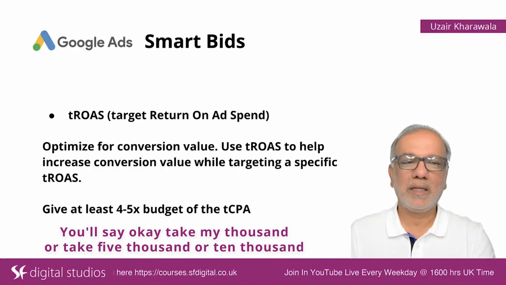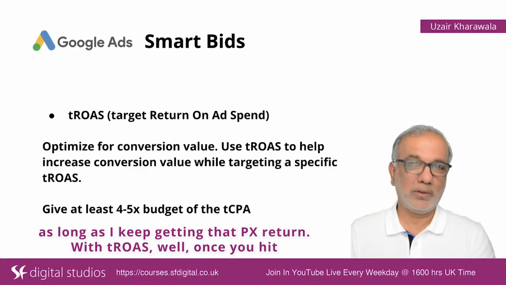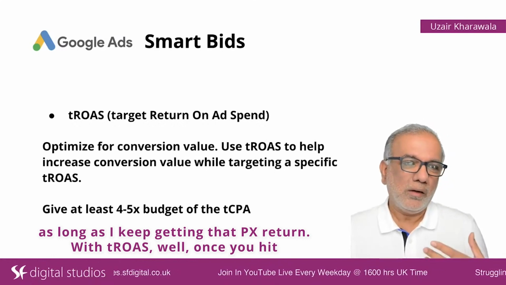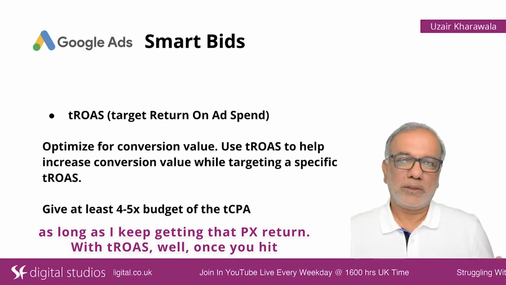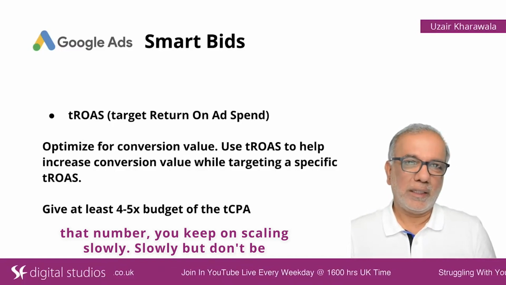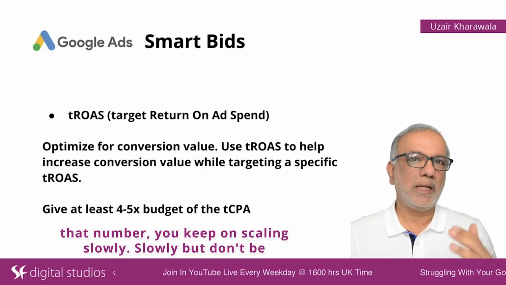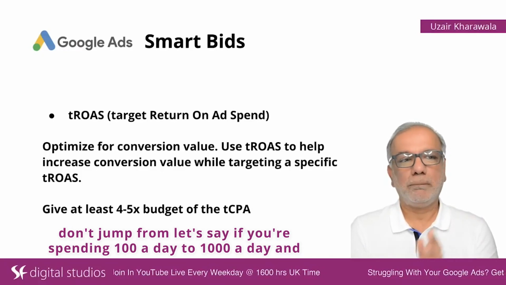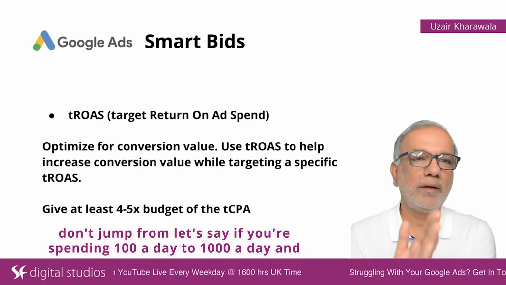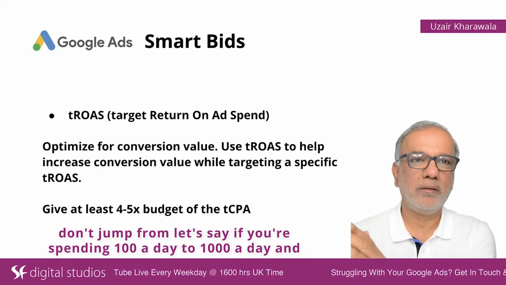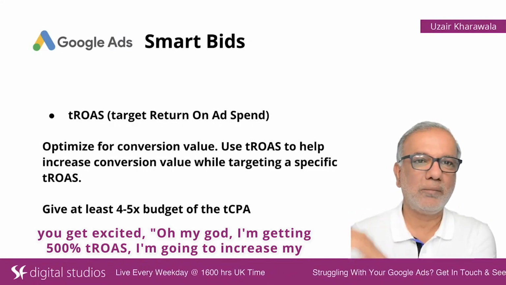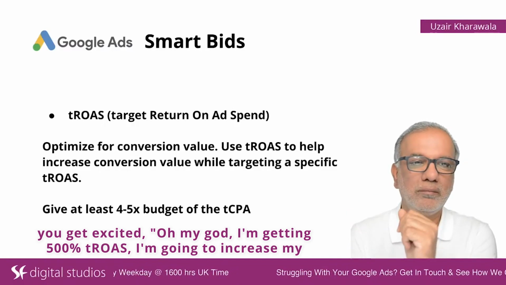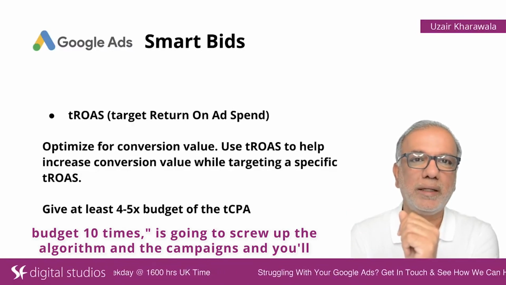You'll say, okay, take my 1,000 or take 5,000 or 10,000, as long as I keep getting that 3x return. So with tROAS as well, once you hit that number, you keep on scaling slowly, but don't jump from, let's say, spending 100 a day to 1,000 a day, and you get excited, oh my God, I'm getting 500% ROAS, I'm going to increase my budget 10 times.